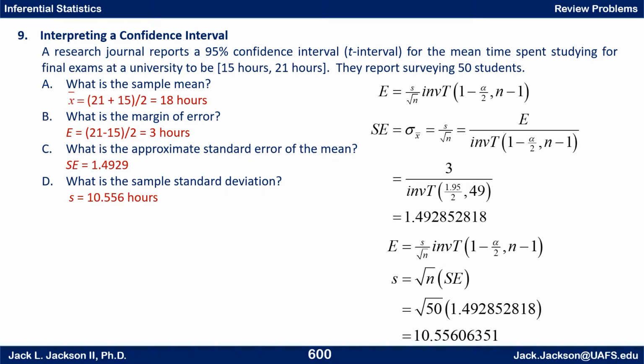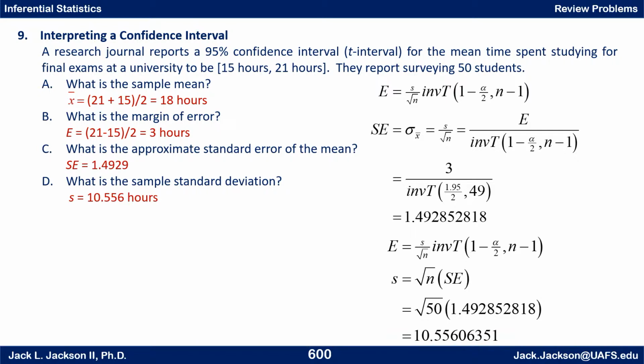Well, the first thing to remember is the x bar value is going to be exactly at the midpoint of the interval, halfway between these two numbers. The way to find that is to just average them, add them up, divide by 2. 21 plus 15 divided by 2 turns out to be 18. Notice 15 to 18 is 3, and 18 to 21 is 3. So 18 hours was the sample mean.